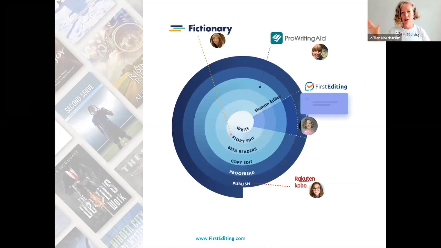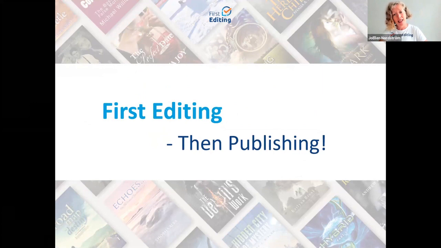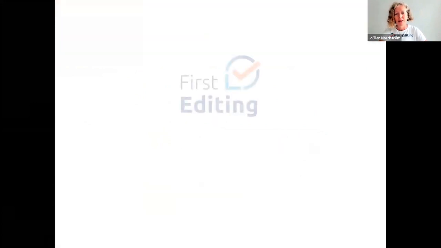I love this here. You've got writing, you've got story editing, you've got the beta readers, you've got copy editing, proofreading, and publishing. These are all the situations, and it's not linear. You don't graduate. You will go back and forth and round and round. And at some point, somebody will say, you know what? You're done. You've done it. Good job. And you get to submit it and you get to move on. So that's where you do it. First, you're going to do your editing, and then you're going to do your publishing. And you want to make sure it's all there.